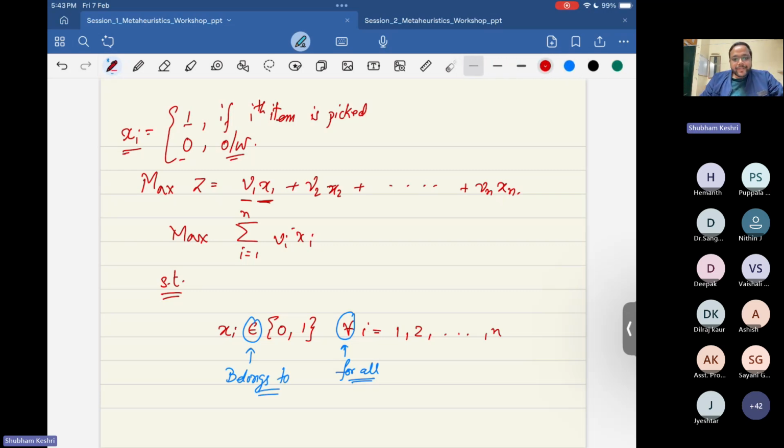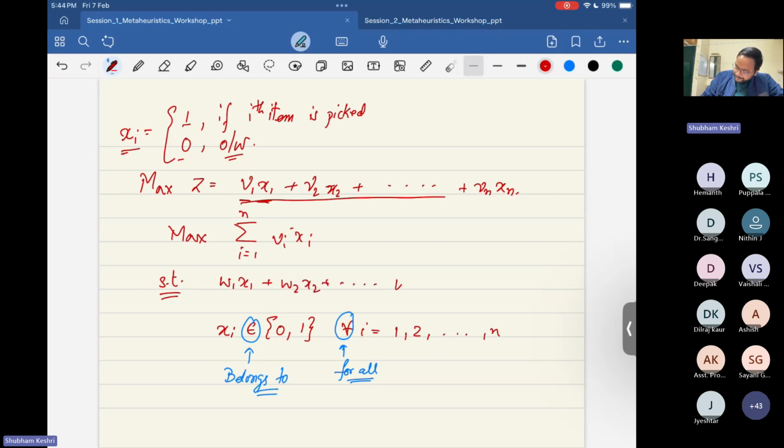Right, so what is one more constraint to this problem? Weight. So we should ensure that the weight has not been exceeded, the capacity of the bag has not been exceeded. It will be similar to this equation. So we will have w1 x1 plus w2 x2 plus dot dot dot wn xn less than or equal to capital W, right? This ensures that the bag's weight is not exceeded. In short, you can write this as summation i equals 1 to n of wi xi less than or equal to capital W, right?